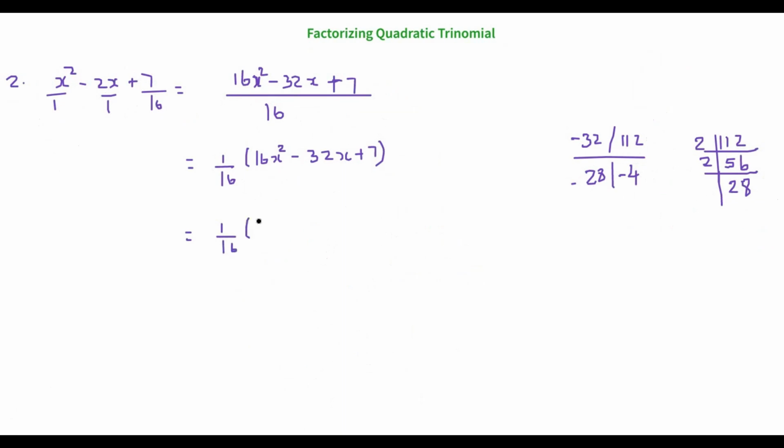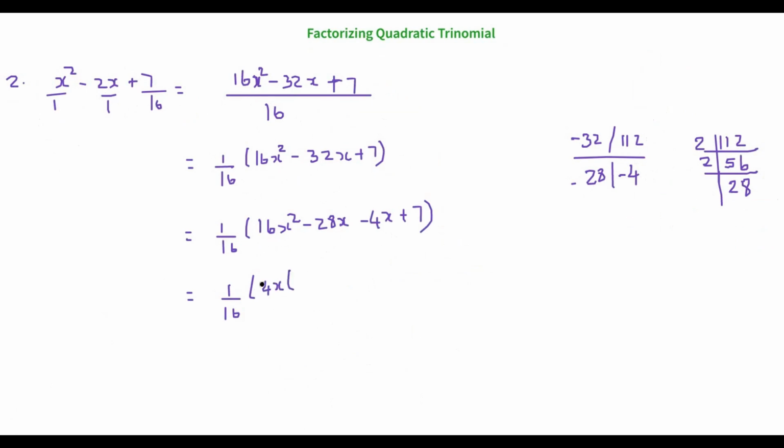So now again the same steps we'll follow. This is taken out. 16x square will remain the same. 32 will be written as minus 28x minus 4x plus 7. Then the steps are the same. 16 will be common. So here 16 and 28. In 16 and 28, what is common?